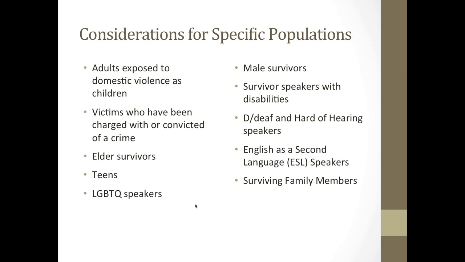These are other specific populations who may share their stories and have other considerations that come up when they consider the possibility of sharing. So victims who have been charged with or convicted of a crime, elder survivors, teens, speakers who identify as lesbian, gay, bisexual, transgender, or queer, male survivors, survivors with disabilities, deaf or hard of hearing speakers, speakers who have English as a second language, and also surviving family members. And we do go into considerations for these different populations in the guides, so you can refer to those guides for more specific guidance.